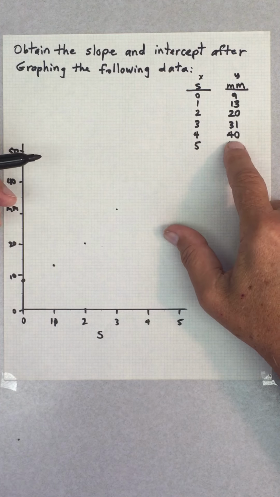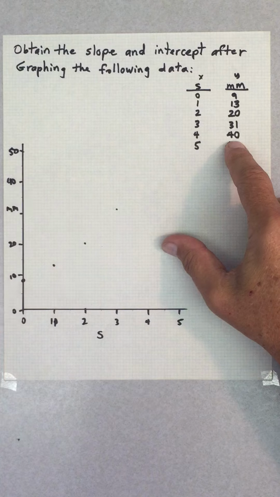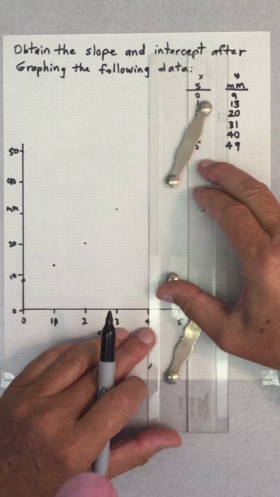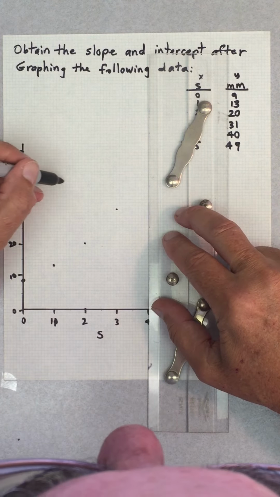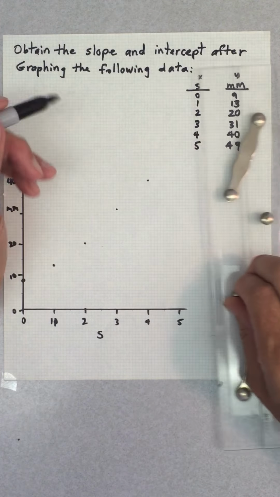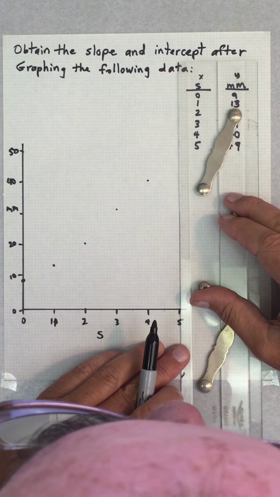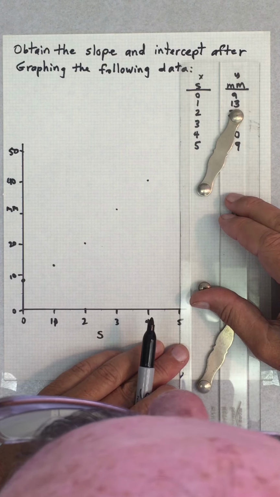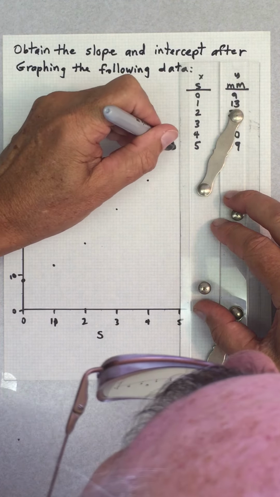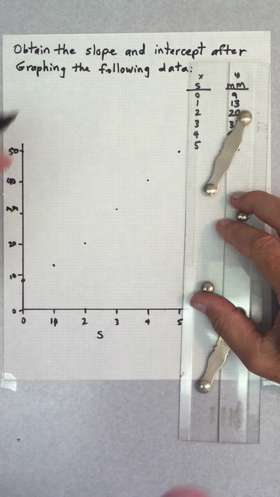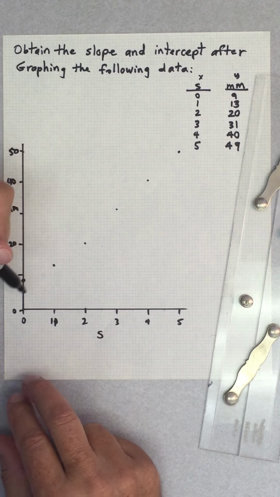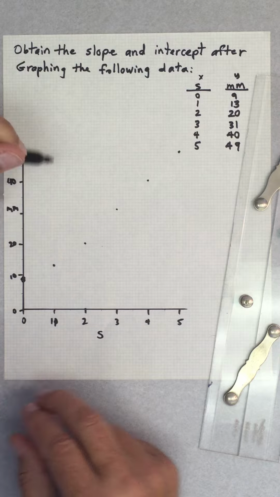And 4 is going to be 40, so I might want to do this now. Mark my 4, and my 40 would be over here. And then 5 would be 49. Here's 50 minus 1. Okay, so let's see, did I do that one right? 9 should be about right here.